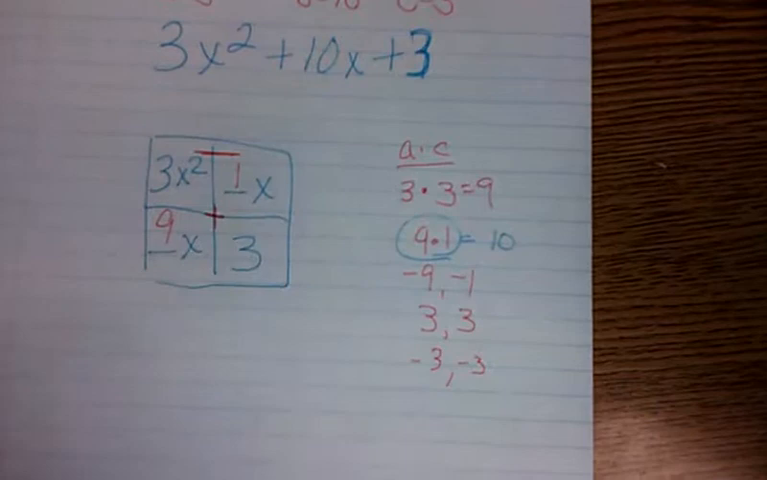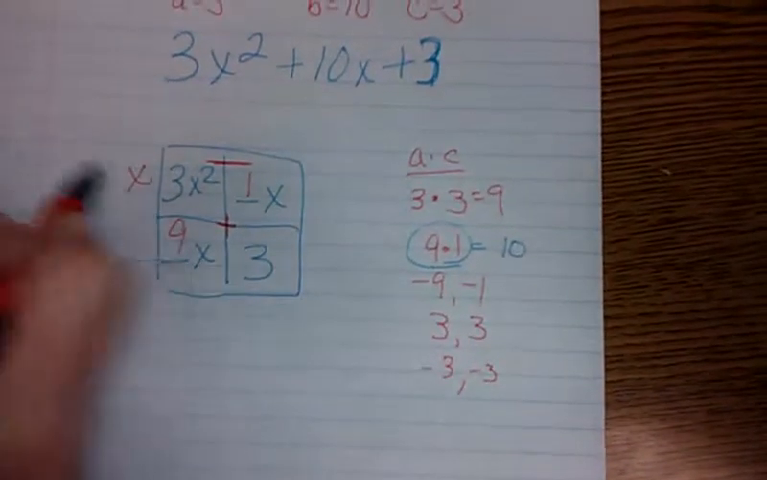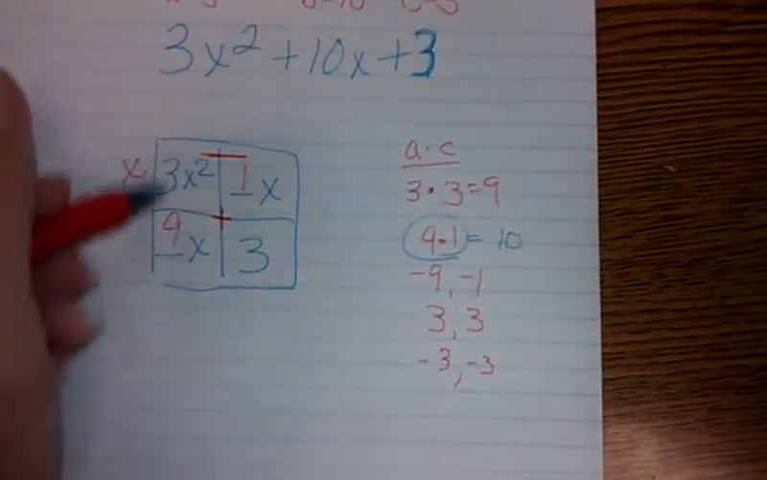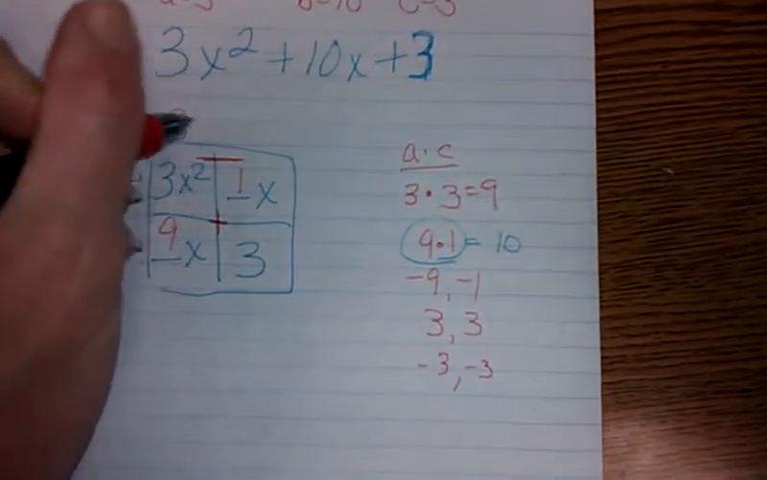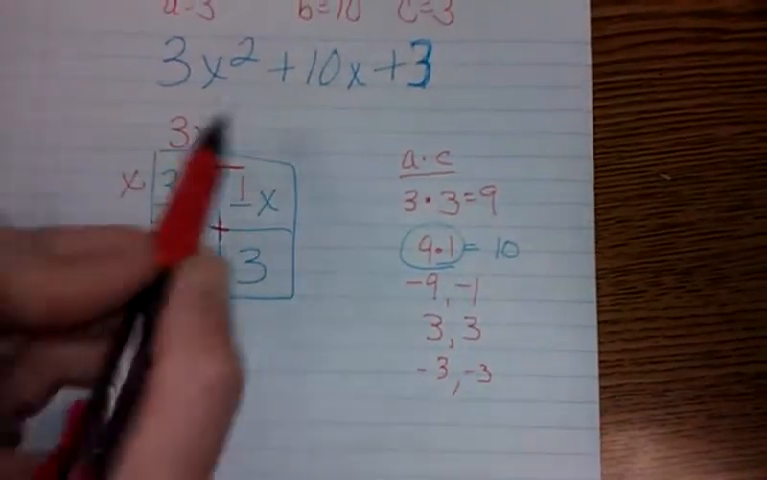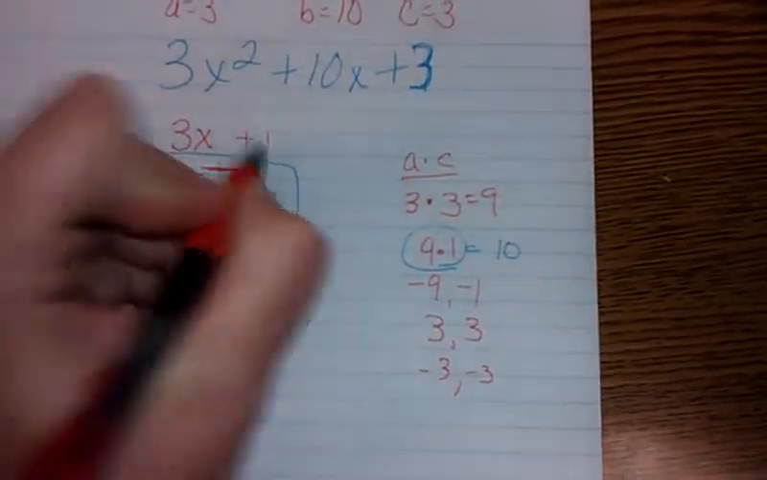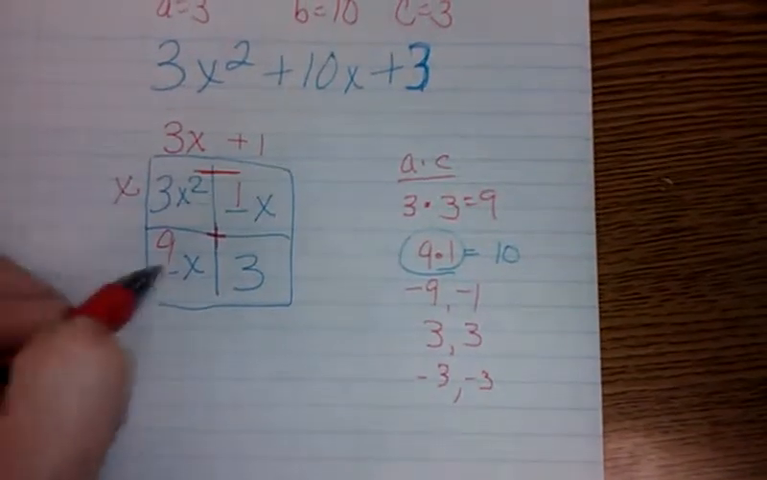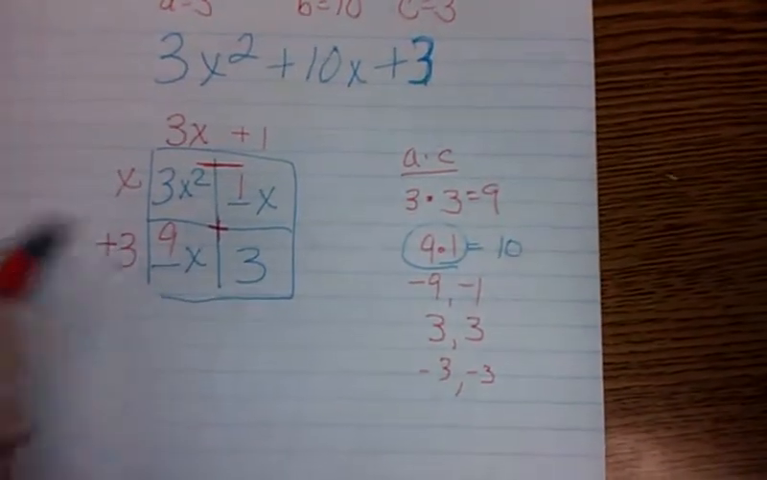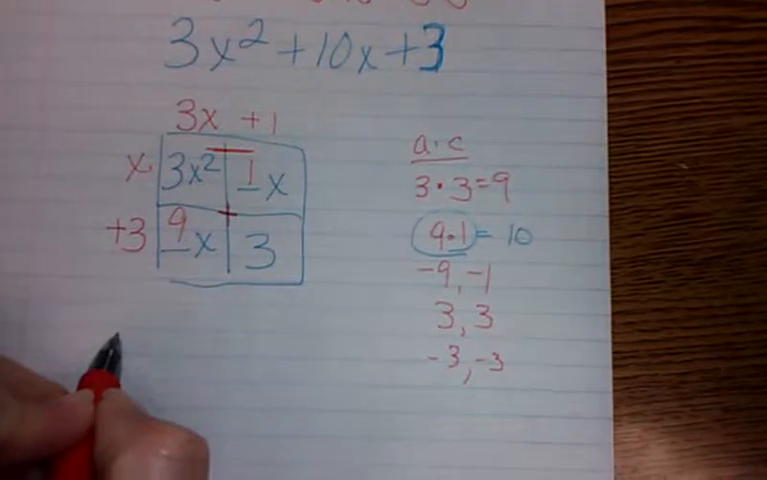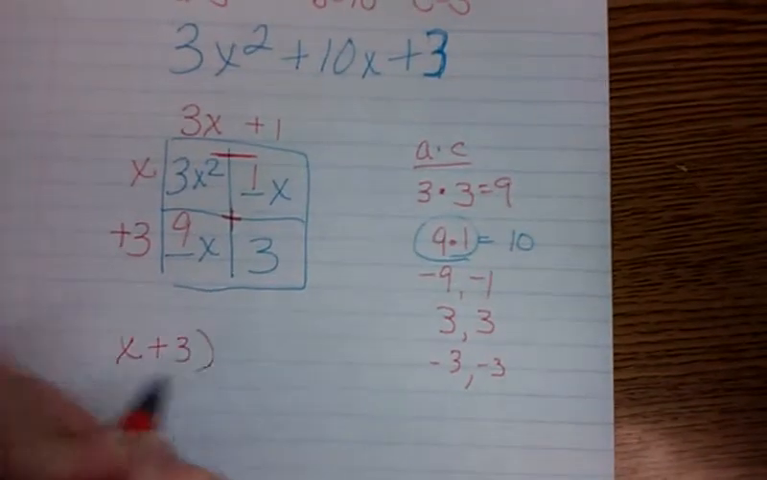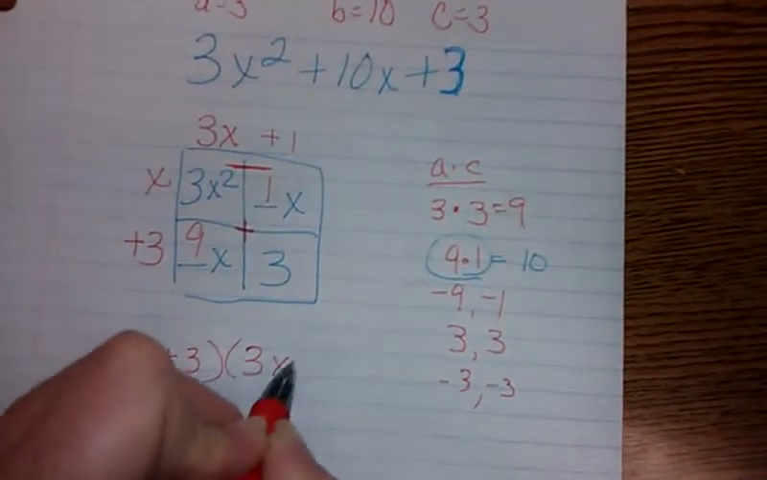Find the GCF out of these two boxes. It is an x. Now out of these two, this is going to be a 3x. Now, x times what gives me 1x? Plus 1. 3 times what gives me 9x? Plus 3. My answer is x plus 3 times 3x plus 1.